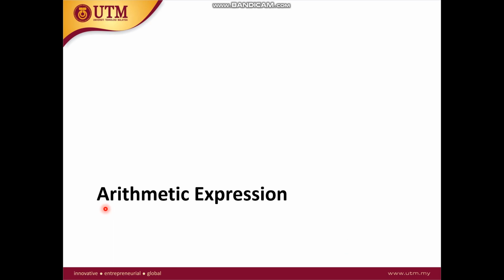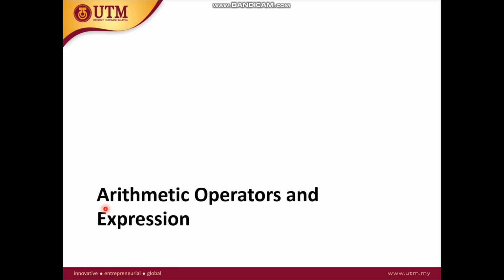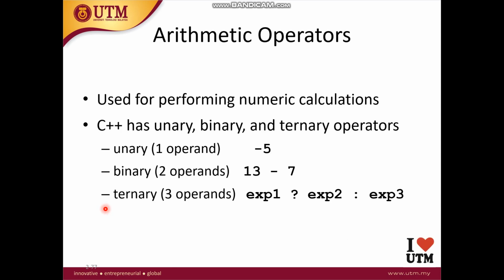We move to arithmetic expressions and arithmetic operators. What are the arithmetic operators and how do we implement them in one expression in the C++ programming language? The arithmetic operators are used to perform numeric calculations. And in C++ we've got unary, binary, and ternary operators.